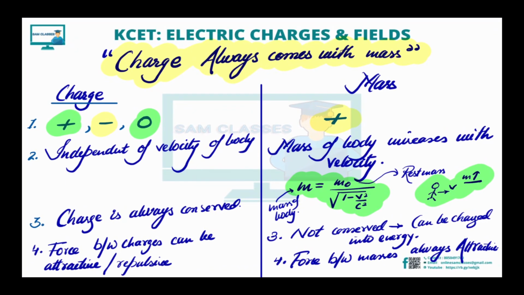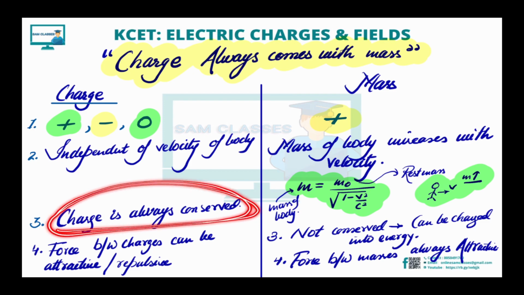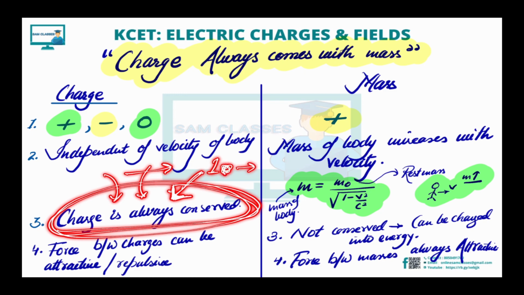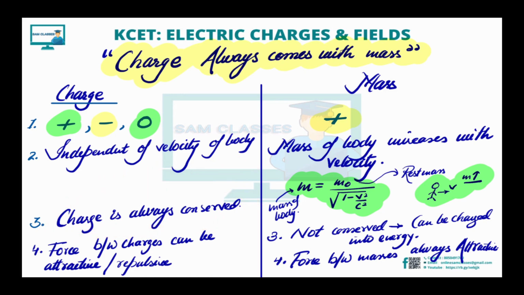So the next concept we have here: charge is always conserved. If you have an isolated system, the amount of charge contained never changes. Charge you can't create, you can't destroy, but you can transfer from one body to another. You can transfer, let's say, 10 electrons to somebody, and you can get it back. For mass, conservation doesn't hold, and mass is not conserved because we know Einstein's equation E is equal to mc square. The mass can be converted to energy and vice versa.